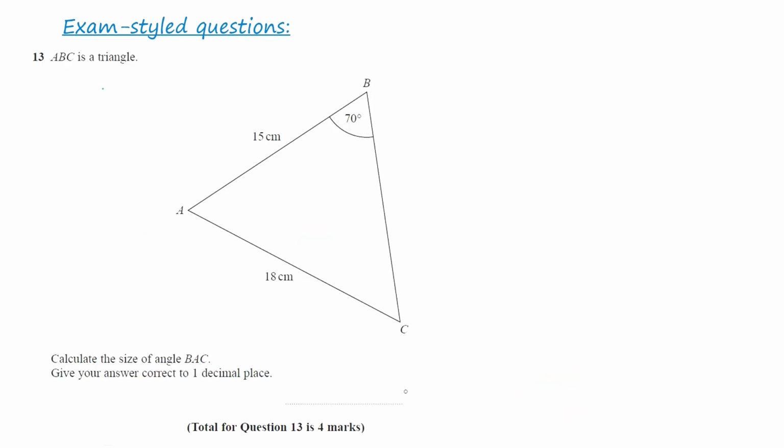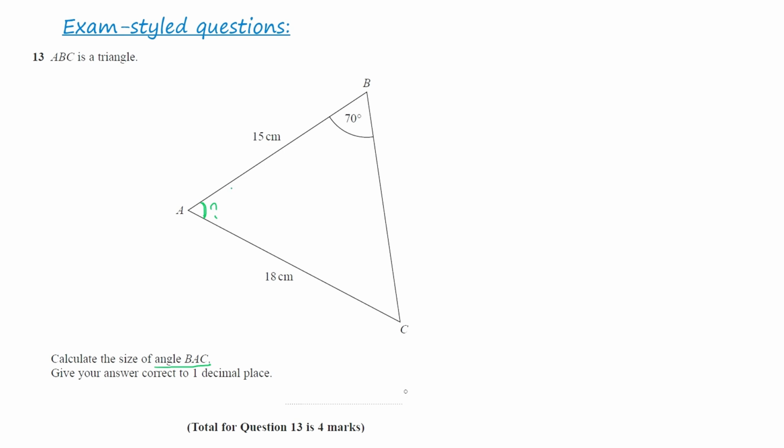So ABC is a triangle. Here in the triangle, we know one side, another side, and one angle, and we are asked to calculate angle BAC. Angle BAC is here. This one is what we need to know. This is a general triangle, so we can probably use the sine rule, the cosine rule, or the formula for area.